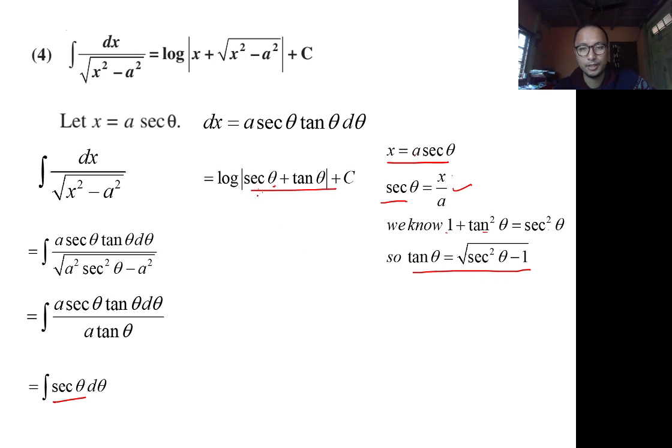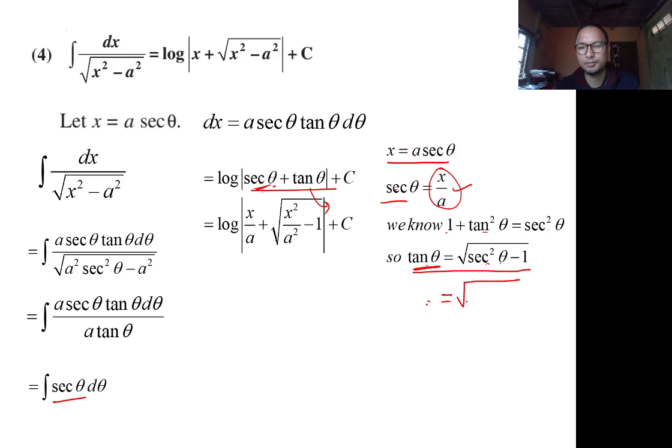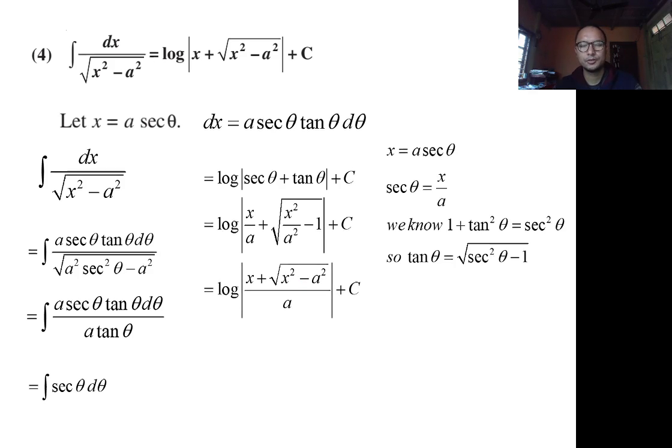Now here, sec theta we have x by a. But tan theta, we have under root sec square theta minus 1, so that is under root of x by a whole square minus 1. So this is the value. Okay, that's it. So just put the values, then do the usual subtraction and then LCM and all that. So this is the value.